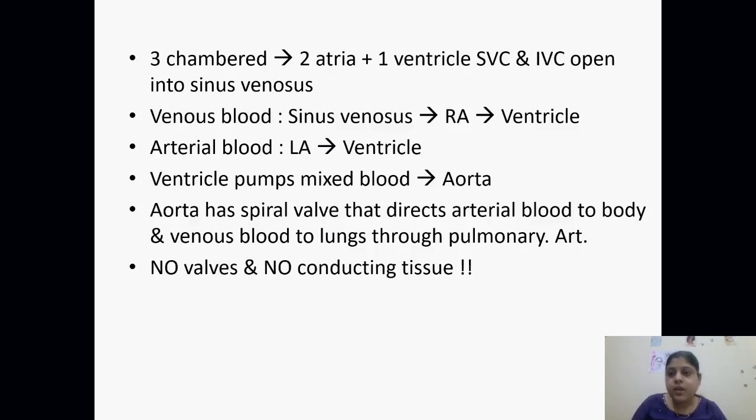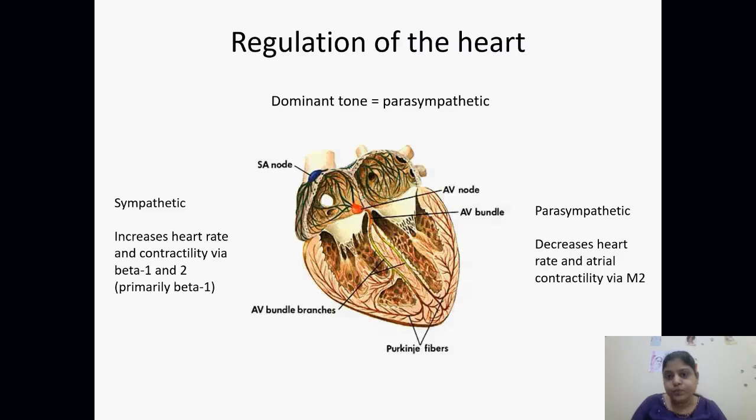the ventricle pumps the blood to the aorta, and the aorta has a spiral wall that directs arterial blood to the body and venous blood to the lungs through the pulmonary artery. So the aorta has the spiral wall which directs the arterial blood from the ventricle to the body, and venous blood from the ventricle is pumped into the lungs by the pulmonary artery. So it has no walls and conducting tissue.